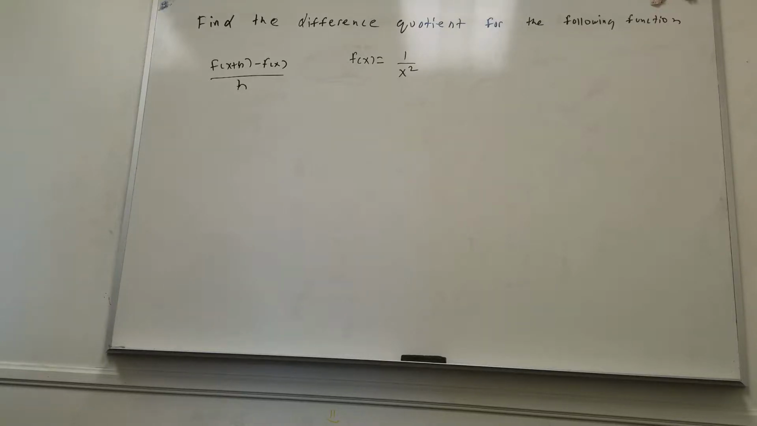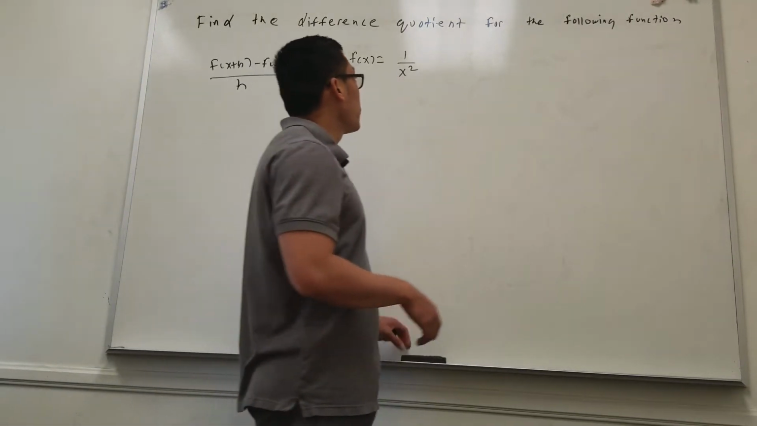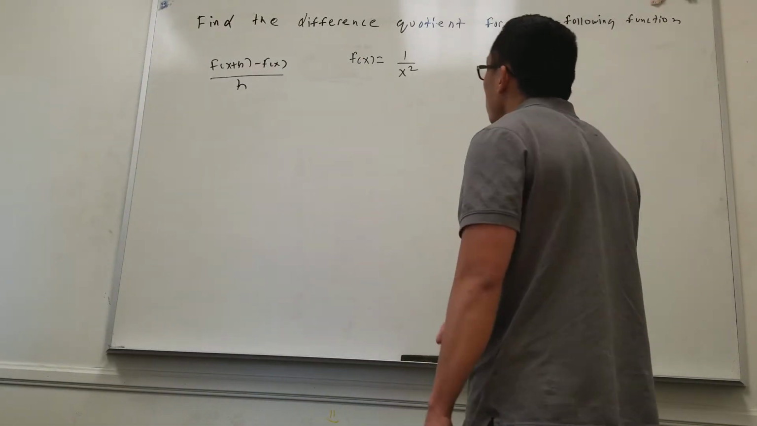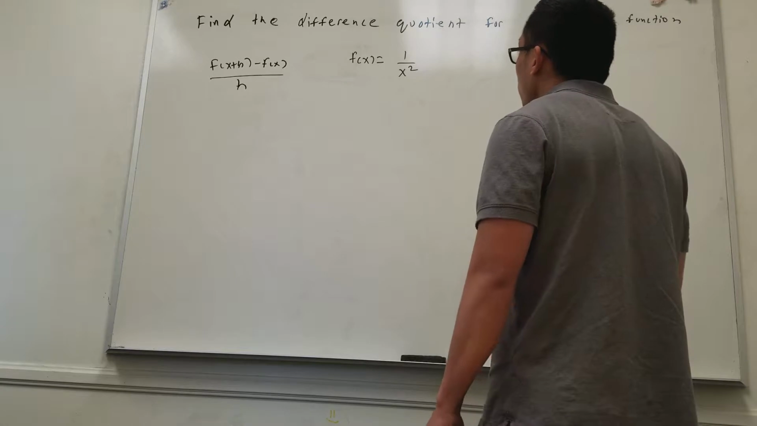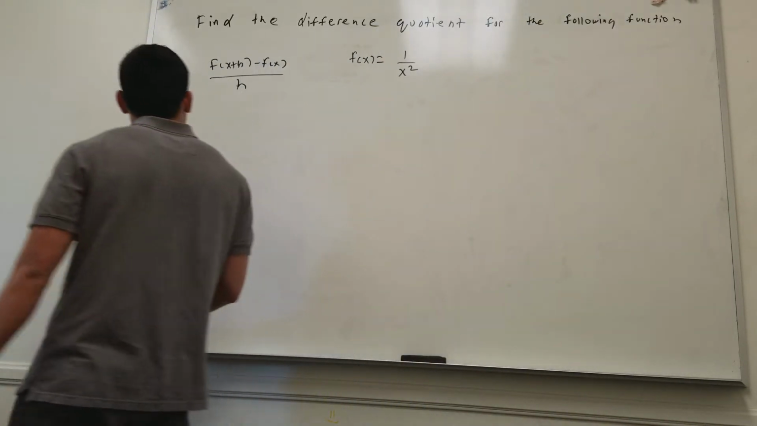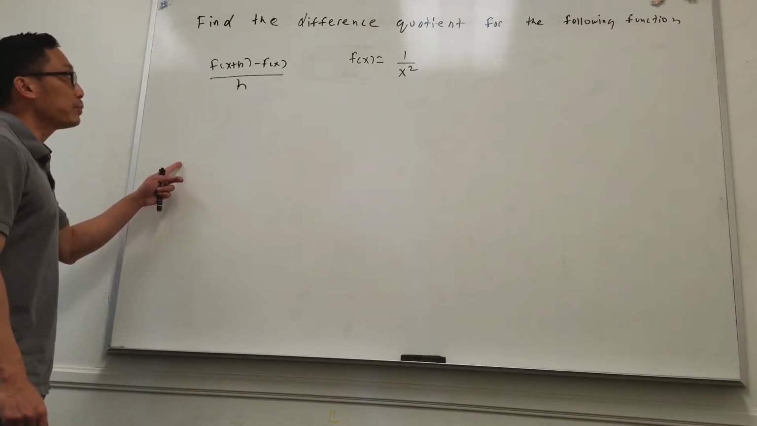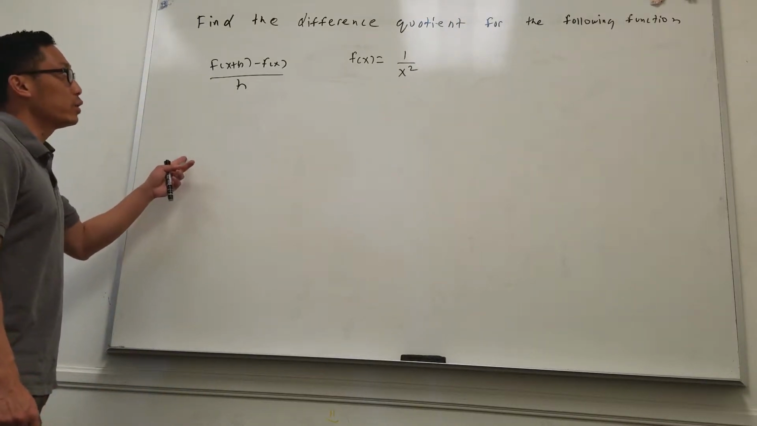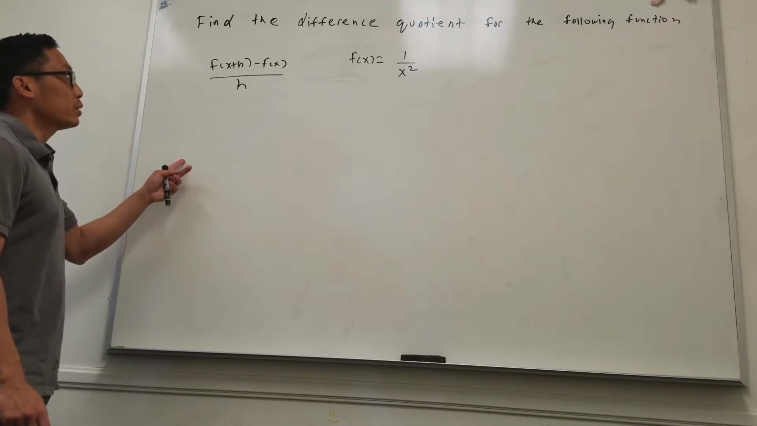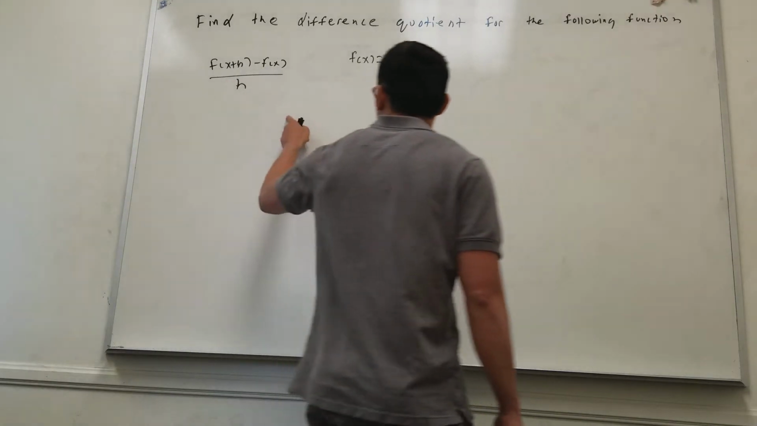How you doing, guys? Today we're finding the difference quotient for the following function. We have f of x equals 1 over x squared. So first of all, we need to know the formula for the difference quotient, what we have here on the left side. Okay? You've got to know this, you've got to memorize this. Most teachers are not going to give you this formula for the test. So make sure you know that the formula for the difference quotient is this one right here.